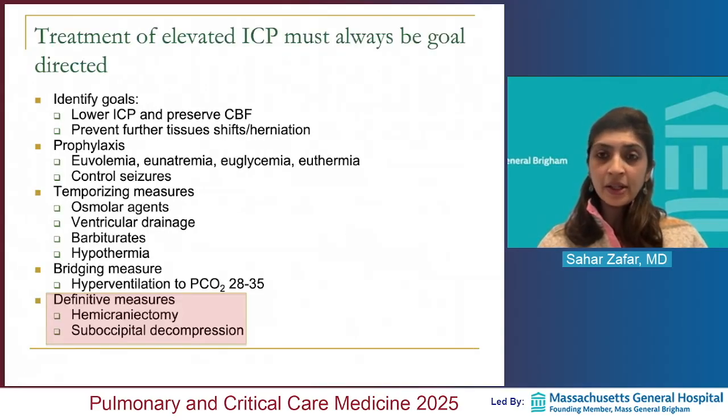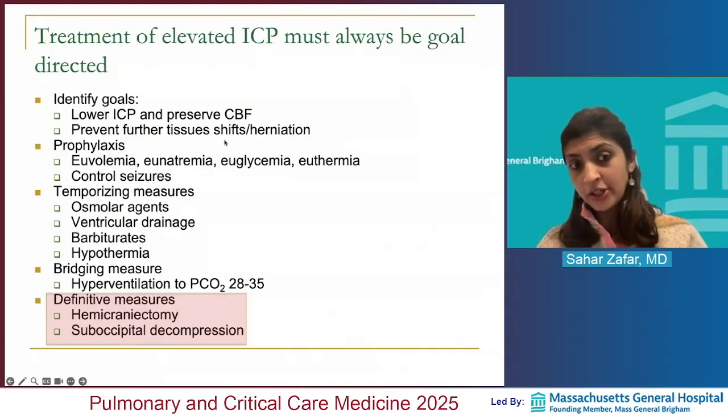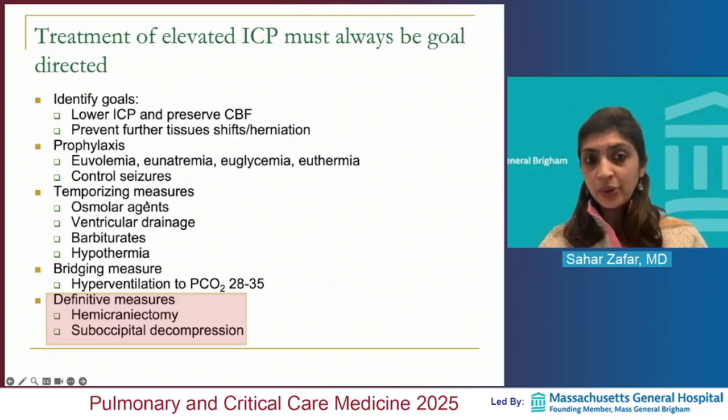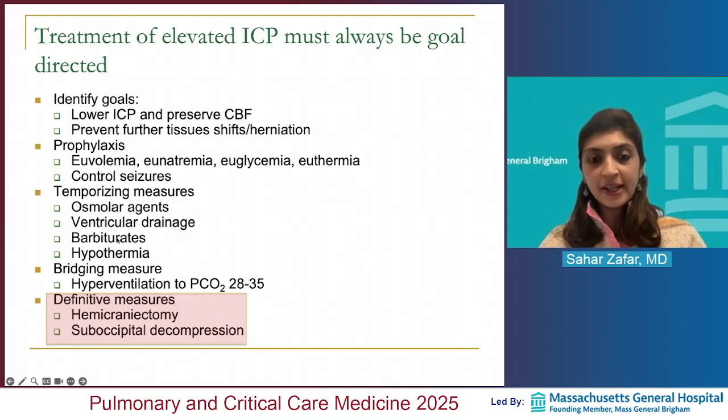Going through how to approach these patients, the goal is lowering ICP and preventing further tissue shift. So we want to prevent this patient from actually herniating. We'll ensure they're euthermic, euglycemic. For this patient, seeing that scan and seeing that they're more somnolent, if they have peripheral access, I would immediately administer a dose of mannitol. At this stage, I wouldn't consider ventricular drainage, barbiturates, or hypothermia. Those are sort of for refractory cases.